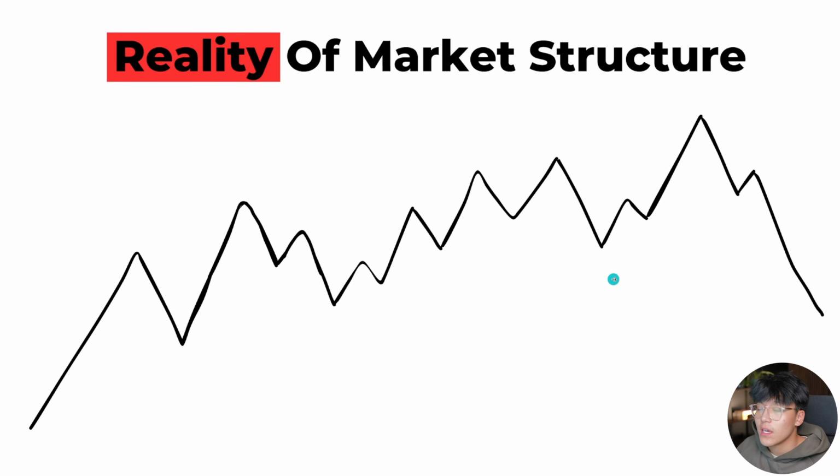The reality of market structure is that price is not always going to be super clear. You'll see that price is not always in a clear trend towards the upside or downside. And this right here is usually the reality of market structure. It's not always going to be the cleanest on the higher time frames. So let's break it down and see exactly what we're looking at.